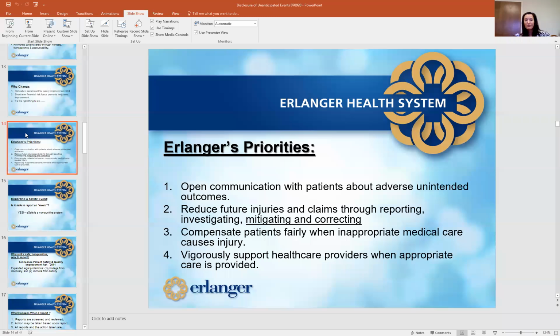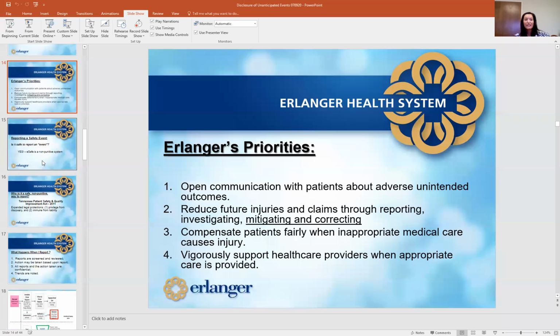Next slide. So what we decided to do at Erlanger, and coming in-house, it was just eye-opening to me when I got here and Erlanger had moved on to that Michigan model of resolution, disclosure, and talking to patients and transparency. The priorities for the health system are, number one, open communication with patients. So when something bad happens, we talk about it. And we talk about it as soon as we reasonably can.